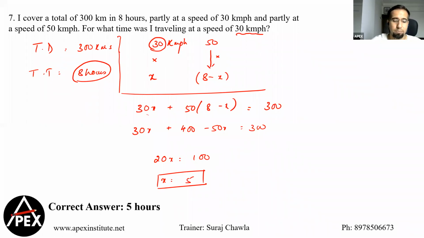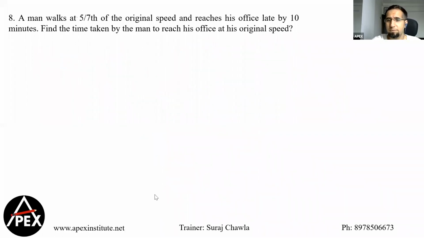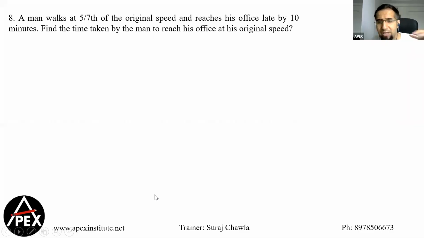Great. Let's look at the next question, please. Let's solve this, please. Now let's look at this question. I'll teach you the basic method. I will teach you the shortcut method. Okay. Now, a man walks at 5/7 of the original speed and he reaches his office late by 10 minutes. So what is happening here?